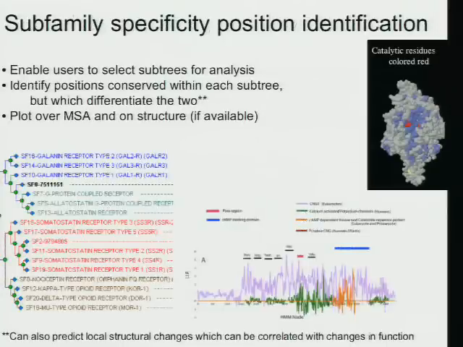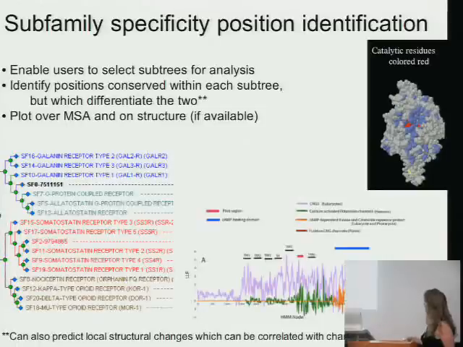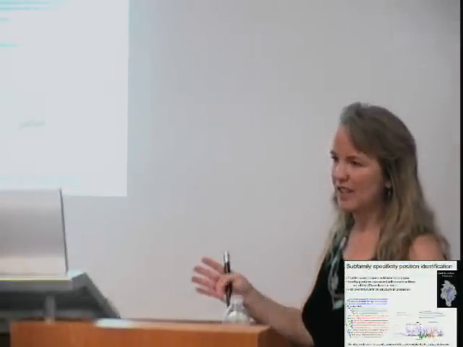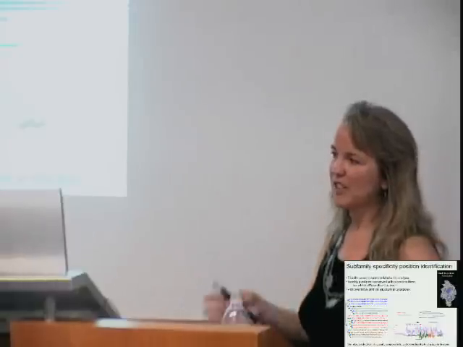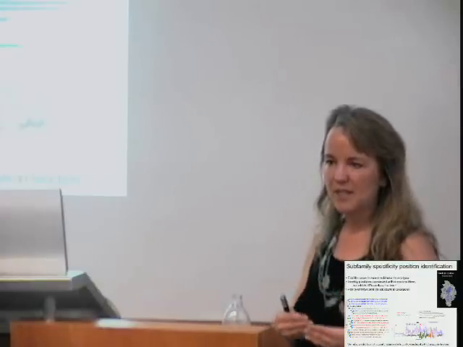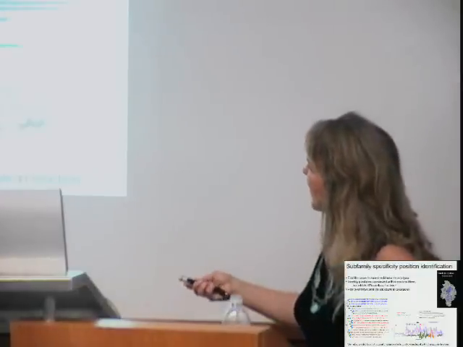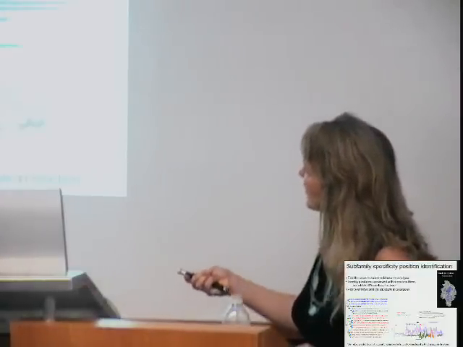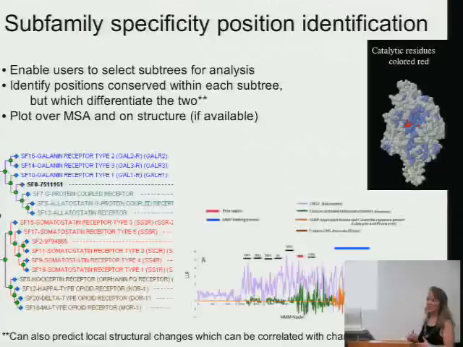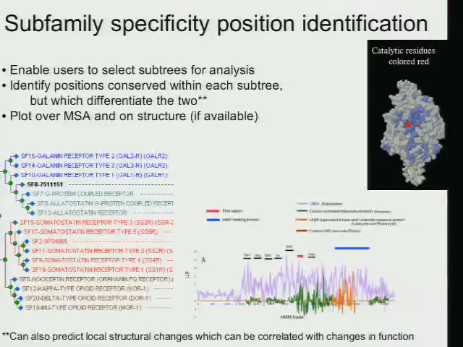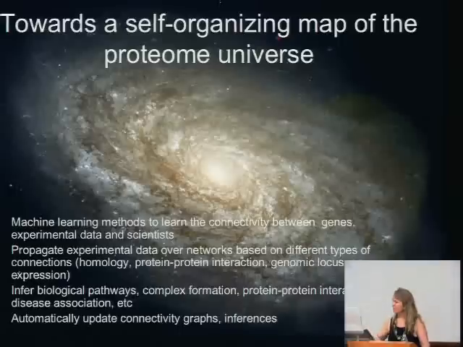Another thing we're working on is predicting subfamily specificity positions, because one of the questions that many biologists have is not which positions are critical for the whole family, because those you can discover just by looking at the alignment. If a position is perfectly conserved, you know it's critical for one reason or another. But subtype specificity positions you can identify by clustering sequences into trees and then doing comparative studies from one subtree to the next to see which positions differentiate the subtypes and then plotting those on the structure. And this is in progress.